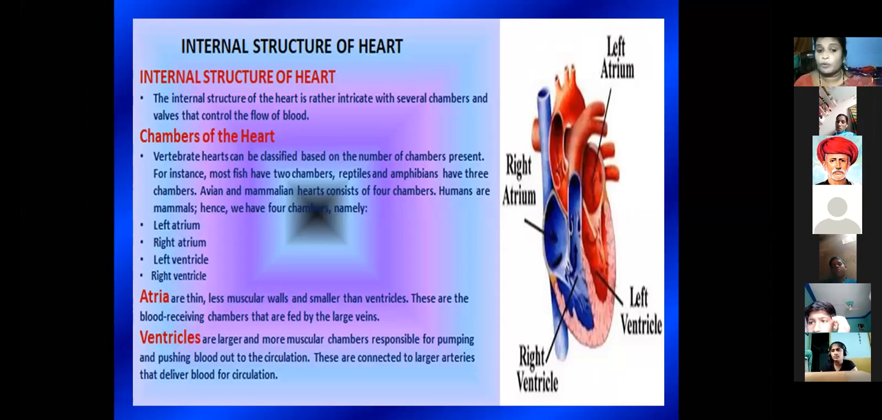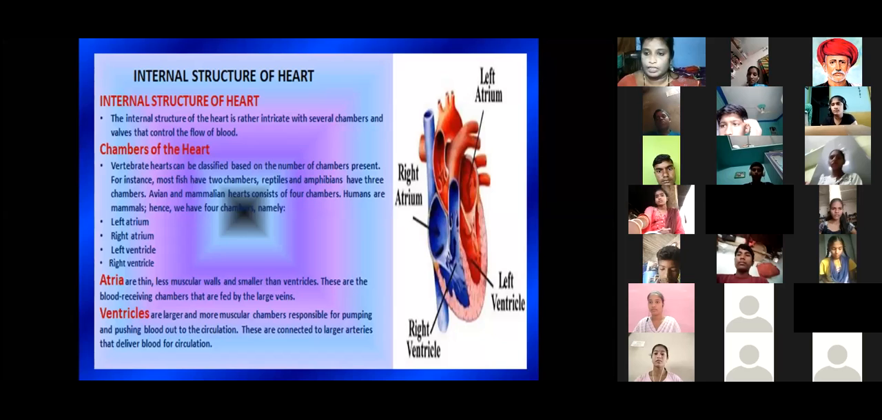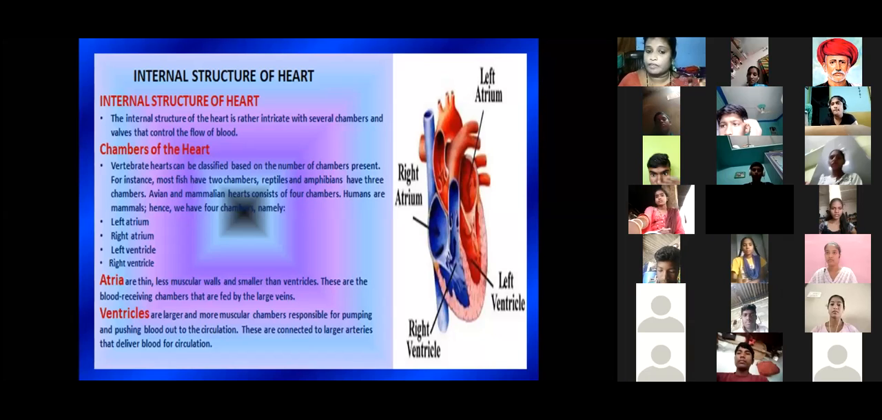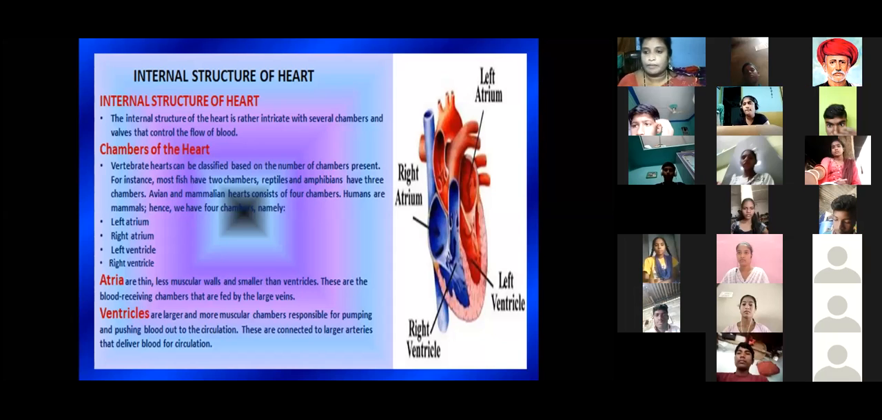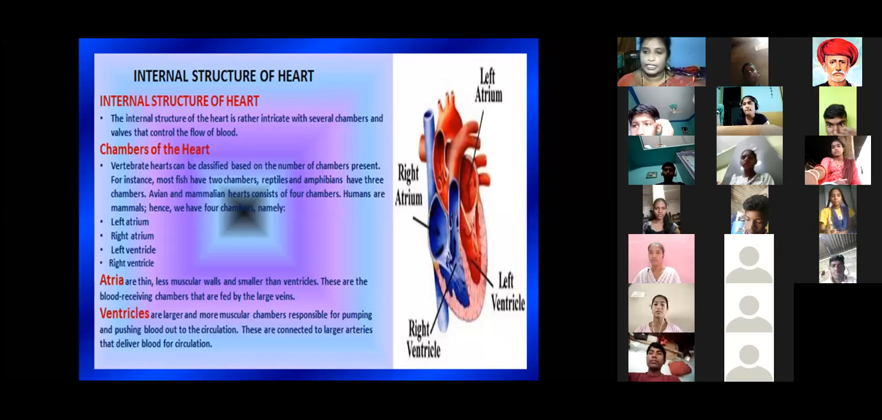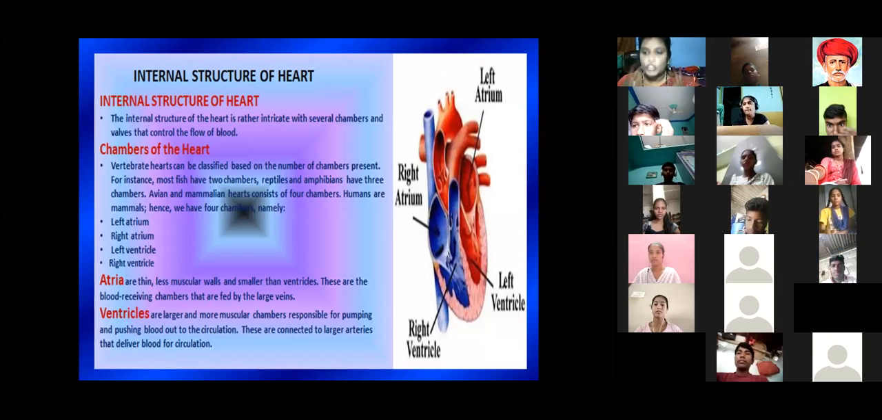Next, consider different kinds of living organisms. For example, an aquatic animal like a fish has two chambers. Reptiles, for example lizards, and amphibians, for example frogs, have three chambers. In all of them the process is the same, pumping blood. The four chambers are essential for pumping blood through all parts of the body.